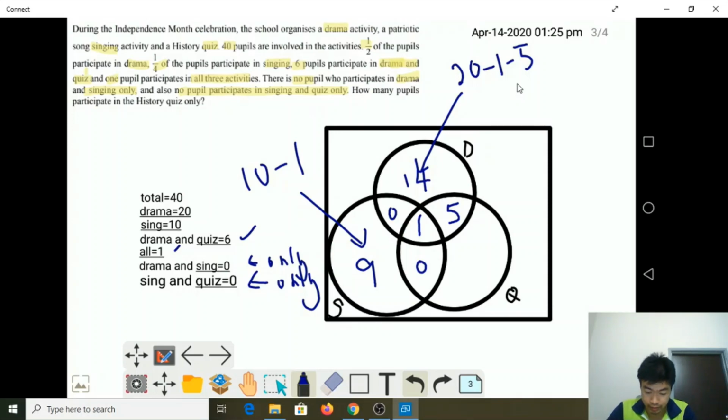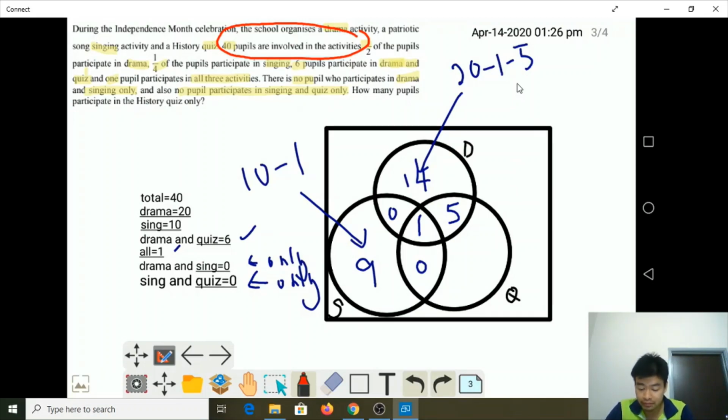So what else? All the information is inside already. So how about the numbers in the outside? Do we have the students who do not participate in anything? The answer is no, because let me highlight it for you. The question mentions already 40 pupils are involved in the activities. There's no pupil who didn't involve in anything. Therefore, outside should be 0 or just nothing.